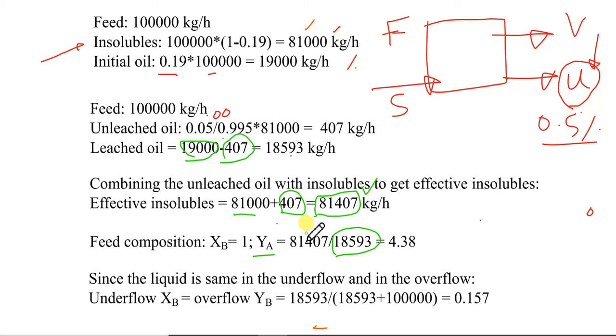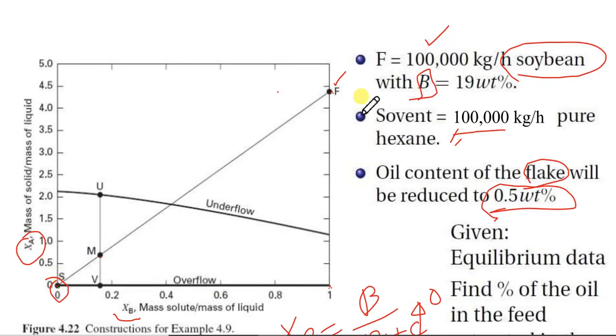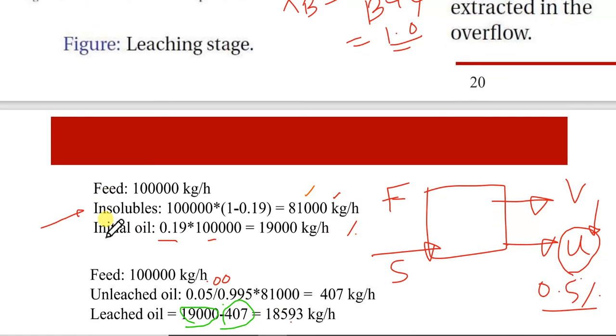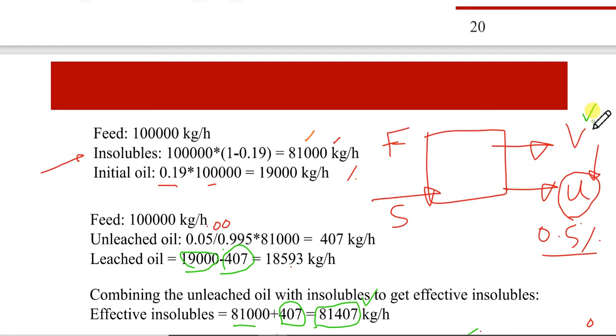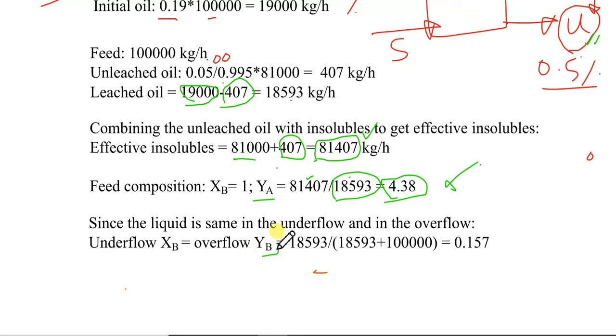YA becomes this divided by this, which is 4.38. Okay. So now you can locate solvent and feed at 4.38, and you can connect this one. And now we need to find XB or YB. As we said, YB here in the overflow will be the same as XB in the underflow. So now let's get YB.